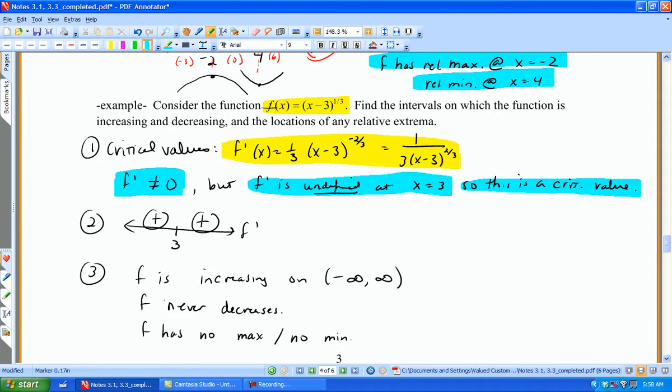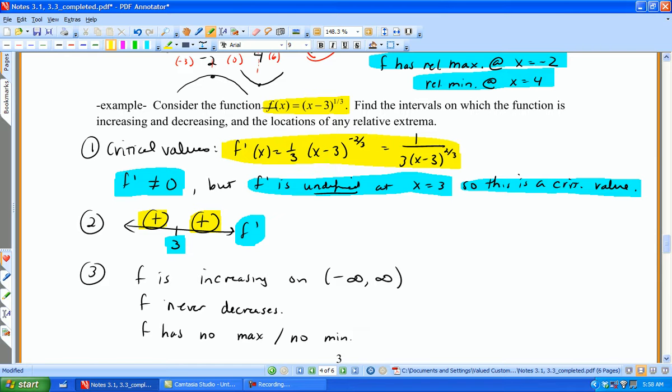So then I placed x equals 3 on my number line for f prime, plugged values into f prime, to the right and to the left, and this was kind of strange because I got positive on both sides. No matter what I plugged in, I got positive. That means that f is increasing all the time and never decreases.